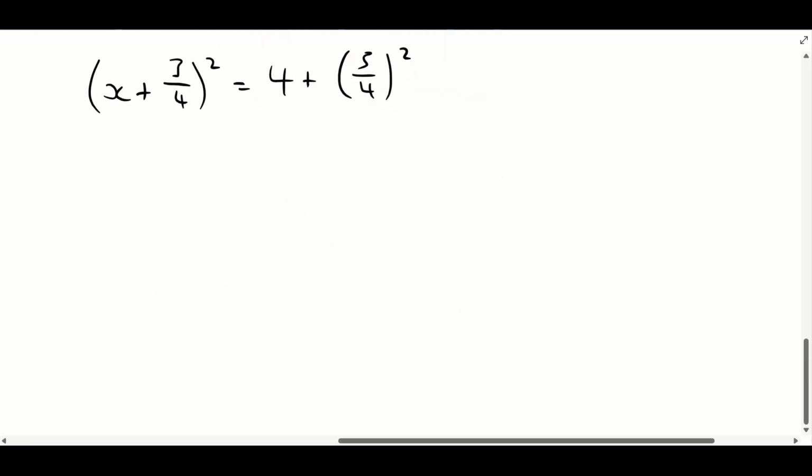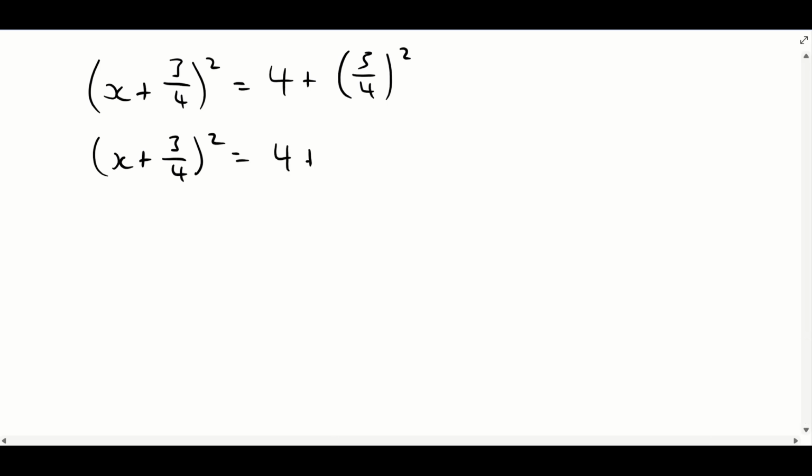So if I simplify this right-hand side a little bit, so x plus 3 over 4 squared, we won't change that, but let's simplify this to be 4 plus, and then 3 over 4 squared, that's going to be 9 over 16. And for ease, I can change this 4 to be 64 over 16. And then I can rewrite all of that to be 73 over 16 because I've got a common denominator there. So let's change all of that to be 73 over 16.